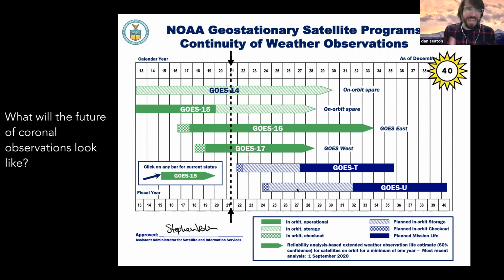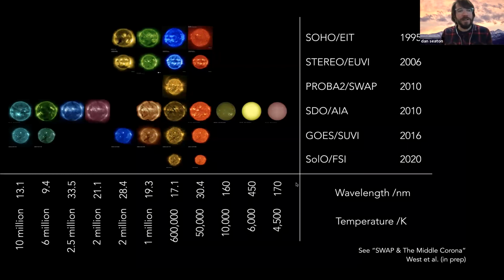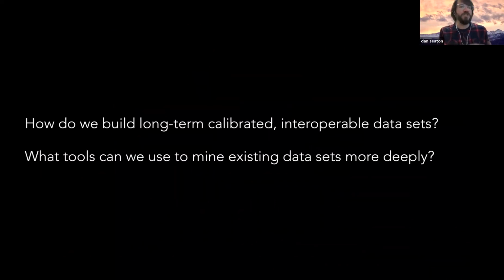And I hope we're going to have AIA for a good long time too, but even out to 2040, we should have these great observations from SUVI. And I think we need to think about, how do we then take all of the disparate observations we've been making for the past 25, 26 years, going back to SOHO up to now, and then linking into the future of the corona across many EUV wavelengths and make them interoperable. And I want to challenge people to think about, how can we build long-term calibrated interoperable data sets? What tools can we use to mine the data sets we already have more deeply on the long term? Because I think there's more there even than we've been able to exploit so far.